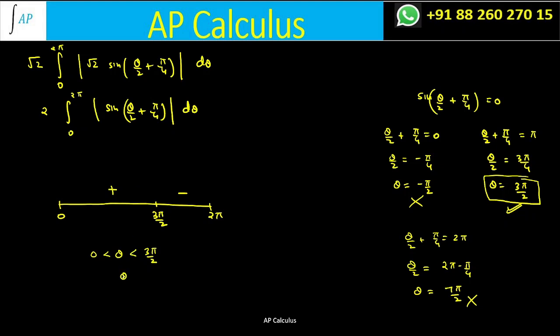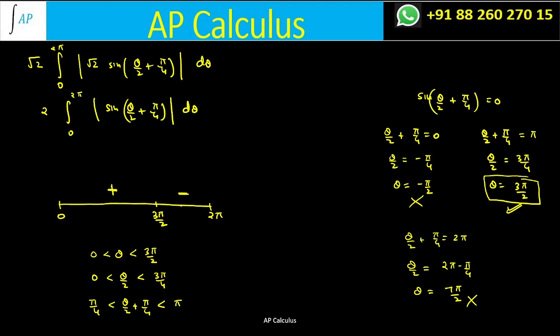So if theta goes from 0 to 3 pi by 2, dividing by 2 on both sides, theta by 2 will be 3 pi by 4. Now adding pi by 4 on both sides, 3 pi by 4 plus pi by 4 will be pi. So pi by 4 to pi is in the first and second quadrant, so the sine will be positive. That's why here it is positive, and here definitely it will be negative. So the absolute value will open with the positive and the negative sign.